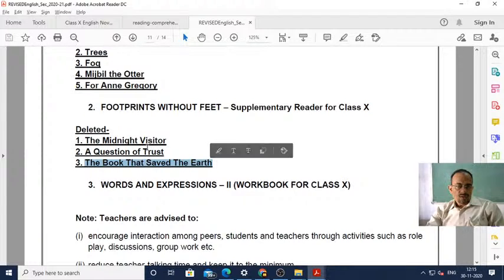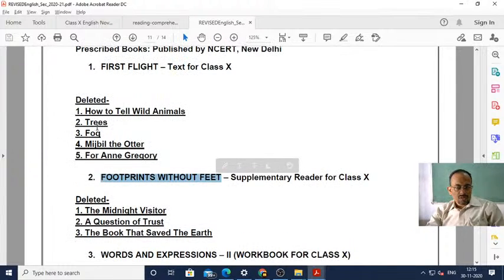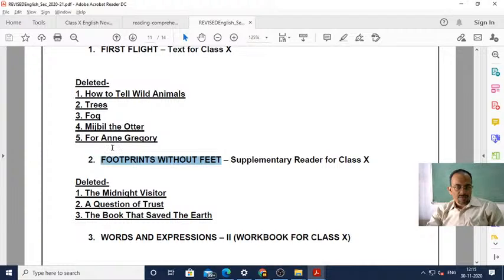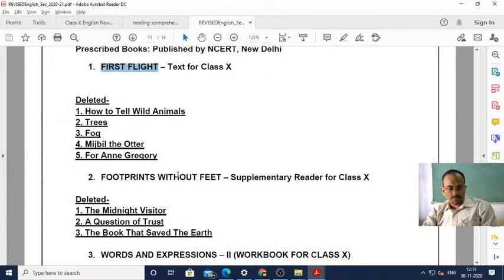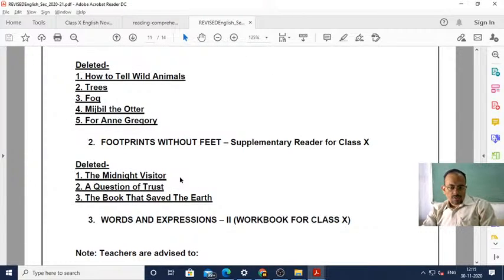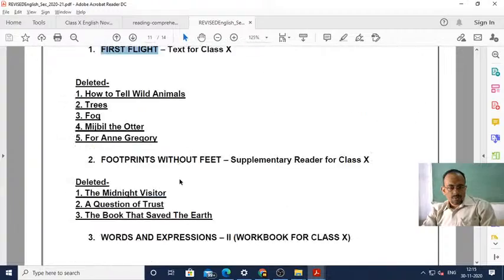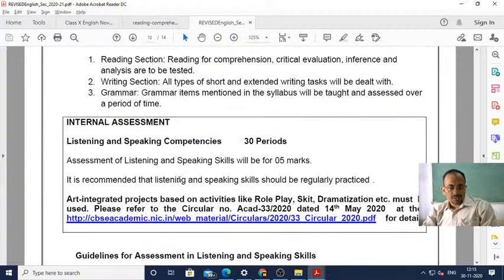So it means that we have finished our syllabus from Footprints Without Feet, and we have only one prose left from First Flight, only one prose left, and one poem is left from First Flight. Then we shall be able to start revision from the beginning. So that's all about the syllabus discussion, dear students.